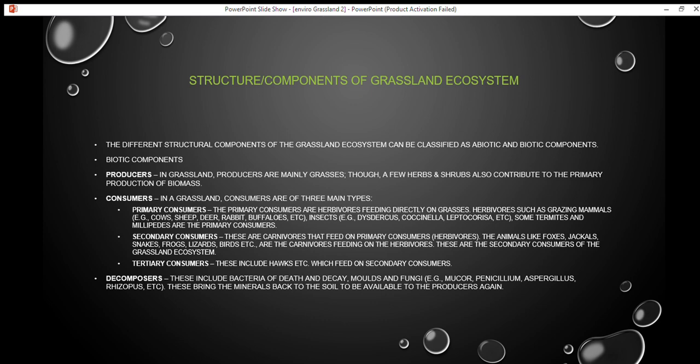Now decomposers. This includes bacteria of death and decay, moths and fungi. Now this brings minerals back to the soil to be available to the producers. This is like a life cycle: the decomposers would be the final element where everything goes back to the ground. It restarts, it regenerates from that point.